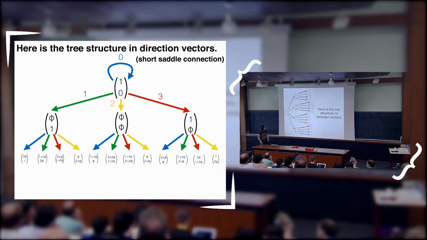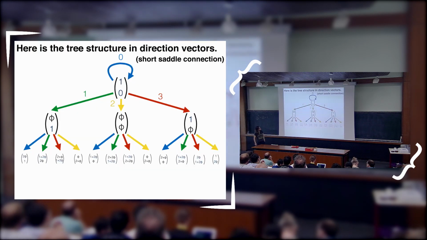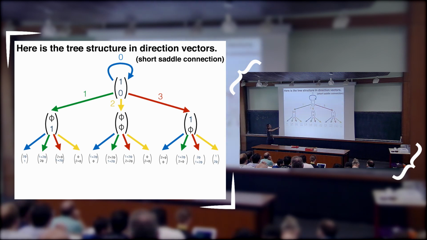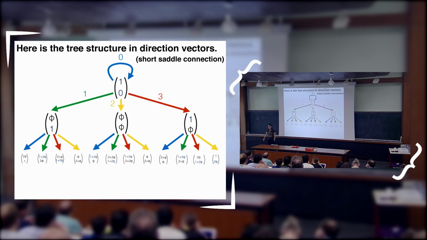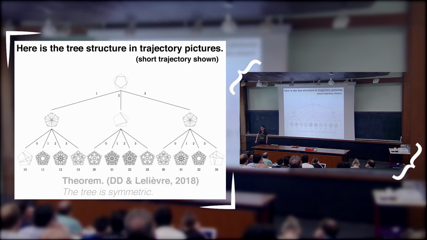So here's the tree structure in direction vectors. If you start with the horizontal direction, 1, 0, this is what happens if you apply each of the four matrices. If you apply a horizontal shear to a horizontal thing, it stays in the same place. And here's what happens if you apply any of the others. Okay, well, this isn't a very illustrative slide, really. But it's better if we replace them with pictures.